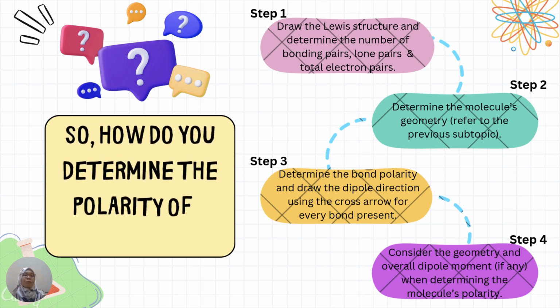Here are the steps for you to determine the polarity of a molecule. Firstly, draw the Lewis structure and determine the number of bonding pairs, lone pairs, and total electron pairs. Then, determine the molecule's geometry. Refer to the previous subtopic that I've given you. Third, determine the bond polarity and draw the dipole direction using the cross arrow for every bond that is present. And lastly, consider the whole geometry and overall dipole moment, if any, when determining the molecule's polarity.